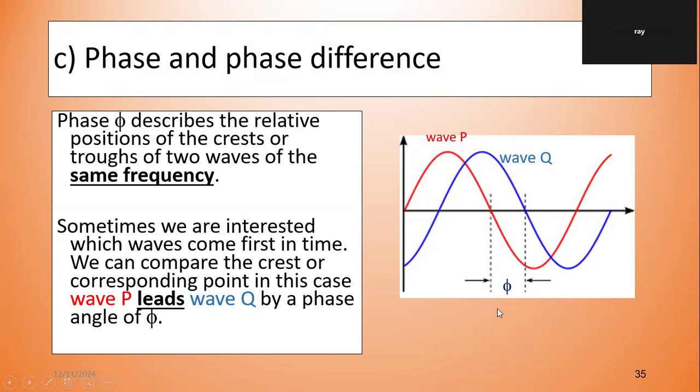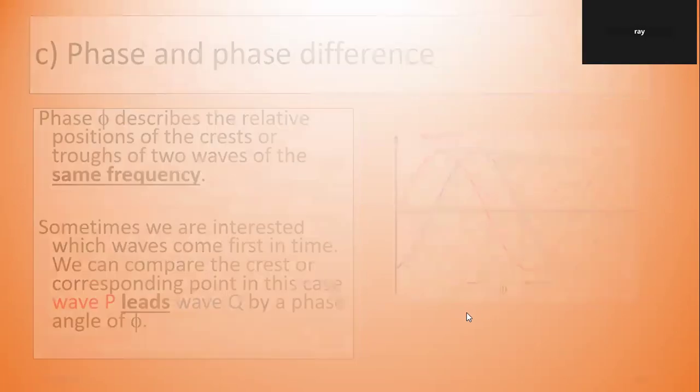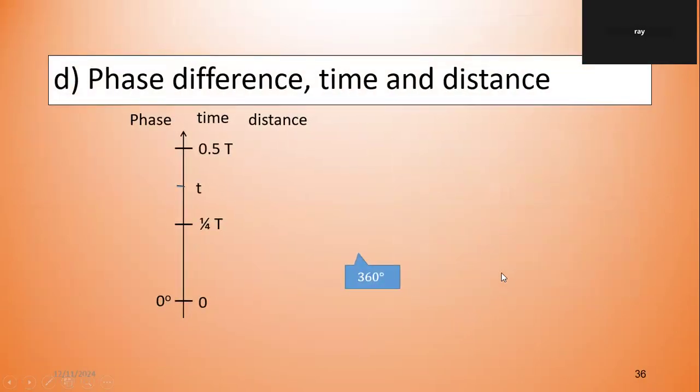And the difference is called the phase, or phase difference. So phase difference, time and graph and distance, is basically looking at a sine curve in terms of angle, or in terms of time, or in terms of distance. So if we start with 0, a quarter T, half T, then it comes down to 3/4 T, and then come back to T. In terms of angle, it will be 90 degrees, 180 degrees, and this is the phase.